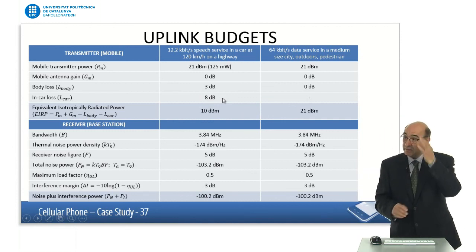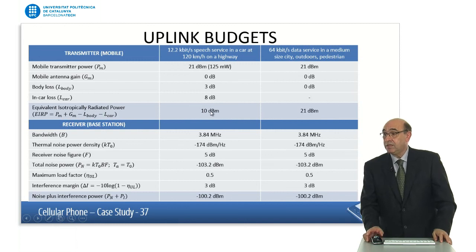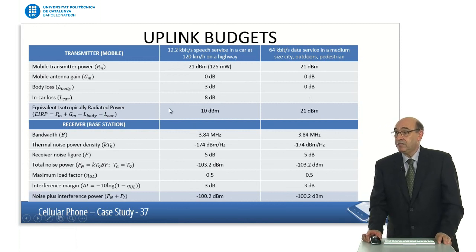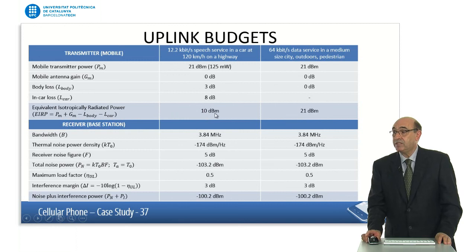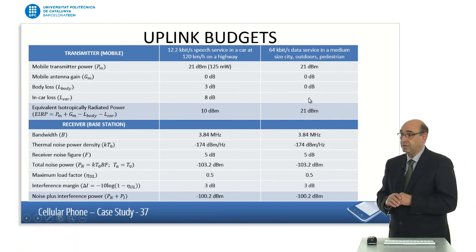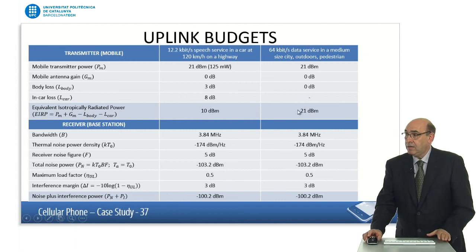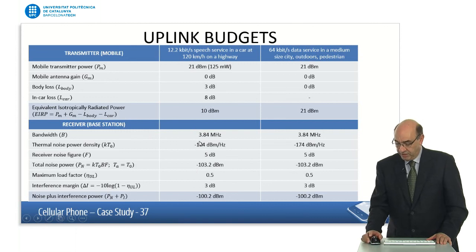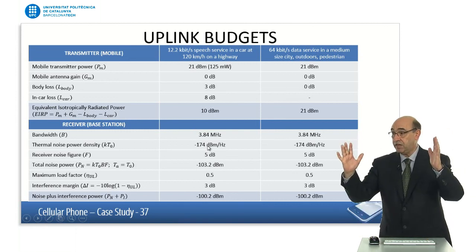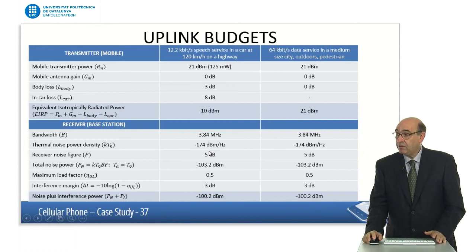That means that taking all those things into account, for the car case, your equivalent isotropically radiated power is only 10 dBm, provided you were transmitting, radiating this power. But in this case, it's just the 21 dBm because we have no gain, no losses. So this is just a good case. Now, those data rates are spread on the 3.84 megahertz. In fact, the channel is 5 megahertz, but we are only occupying 3.84. This is the value.